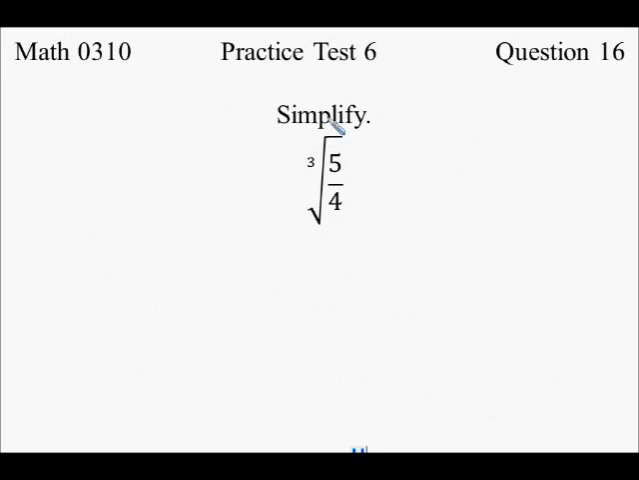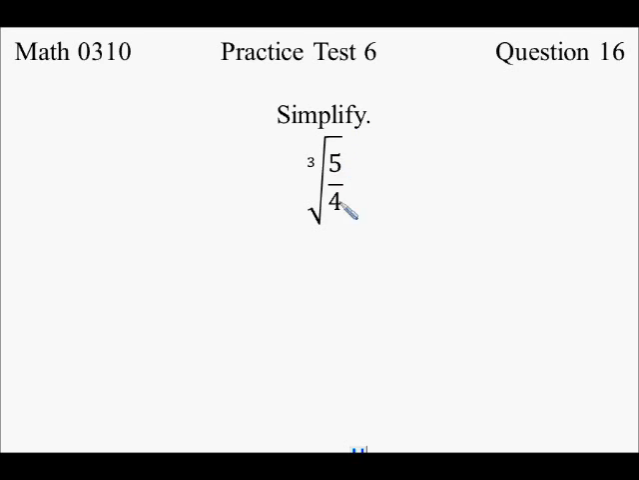Question 16, they want to simplify the cube root. Notice we have a 3 out here. The cube root of 5 over 4. So remember, the cube root is something that multiplies by itself 3 times. We have 3 copies being multiplied to give us that number.